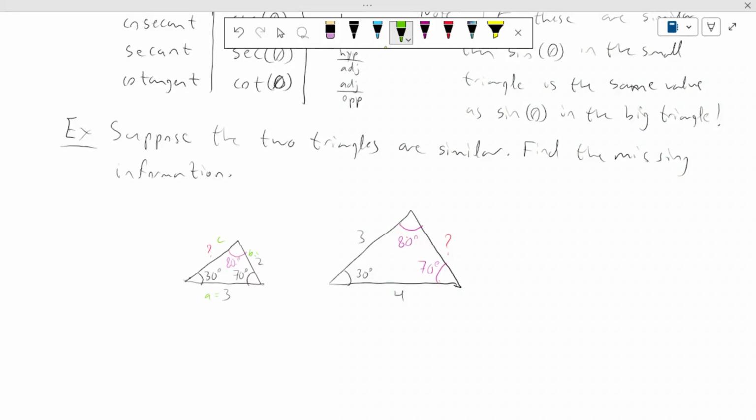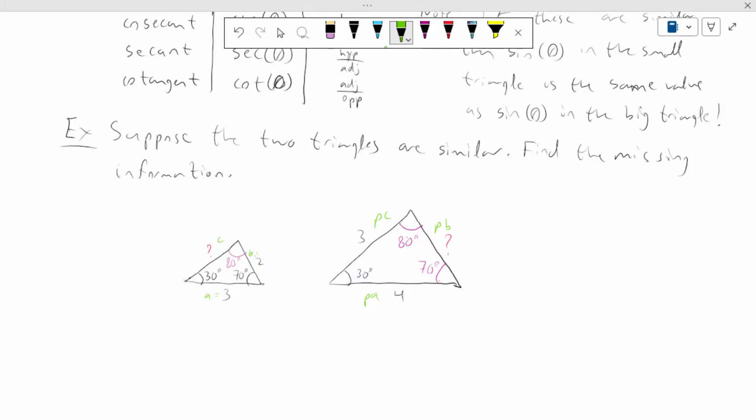Because these triangles are proportional to each other, this side length must just be some number times A. So I'm going to call it P times A. This side length over here has to be proportional by exactly the same constant, so this is P times B. And this side over here has to be P times C. Any questions on that?